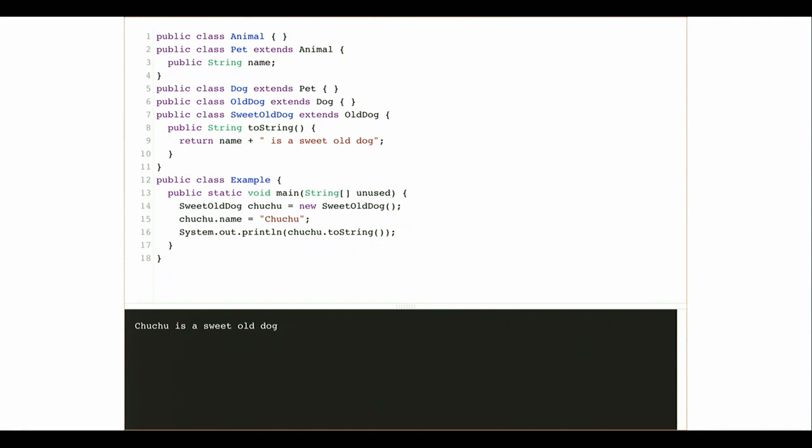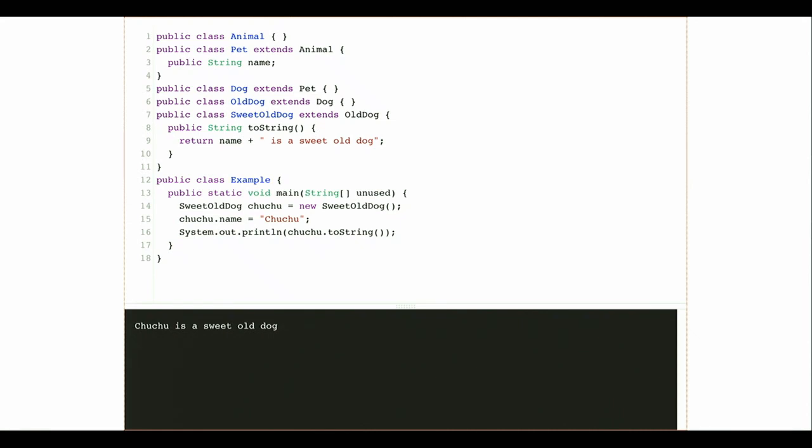So in my sweet old dog class, down here on line 15, I'm setting the name of the sweet old dog. And the name is actually a variable that sweet old dog inherits from pet through old dog through dog. So I inherit all of the variables provided by any of my ancestor classes. Okay?